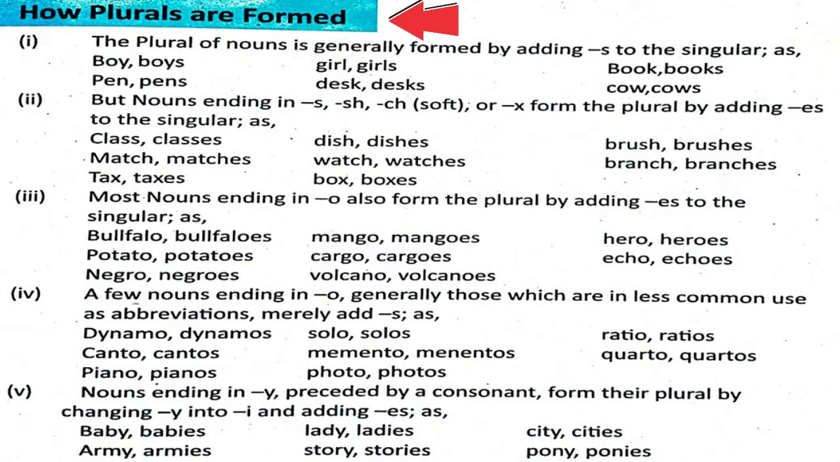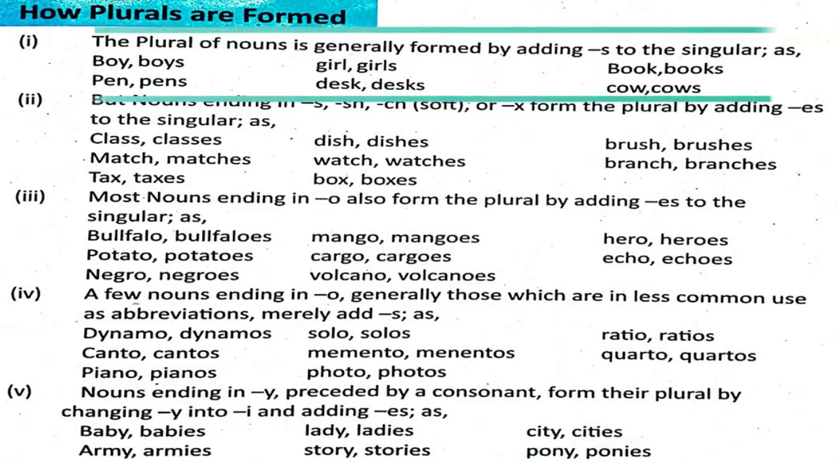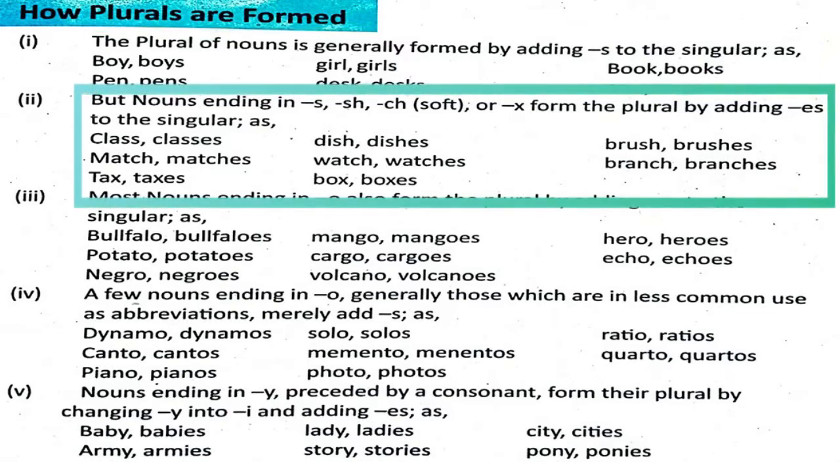Now we can make plurals from singular by using various rules. The first and most common one is that we can add s in order to form the plural out of a singular one. For example, boy, so we can add s to make it plural, boys. Girl, girls. Book, books, etc. While for nouns which end with s, sh, ch, or x, we add es to make them plural. For example, class, classes, dish, dishes, brush, brushes, etc.